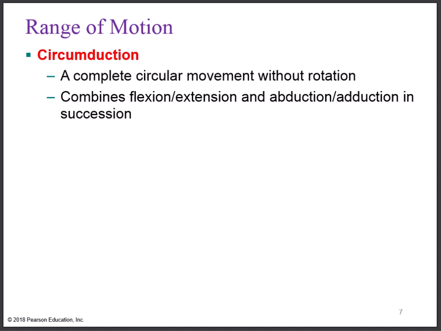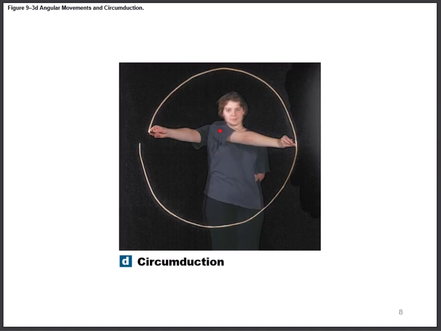Now, if we marry together flexion and extension, abduction and adduction, we end up getting a circular kind of motion. And only joints that can do flexion and extension and abduction and adduction can do this. This is called circumduction. So if you take a look here, the shoulder can flex and extend, and it can do abduction and adduction. And this woman here, you can see, is drawing a circle with her arm, going in a circular motion like this, and that would be called circumduction.